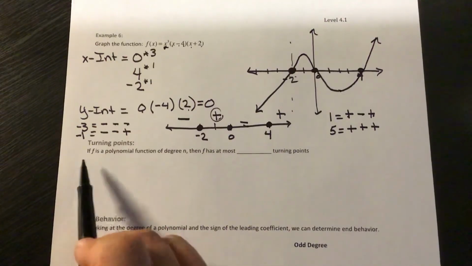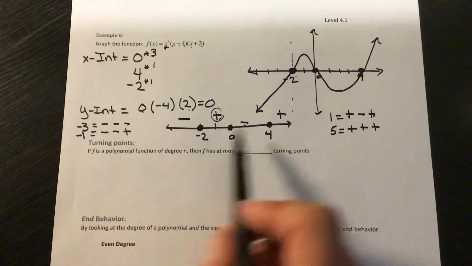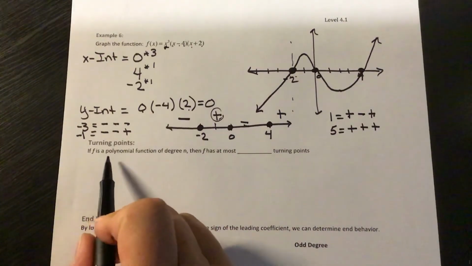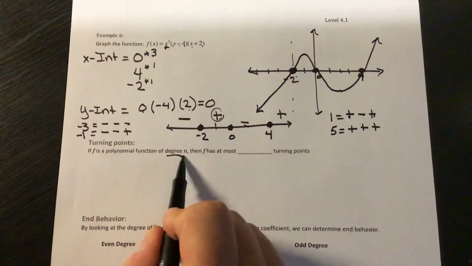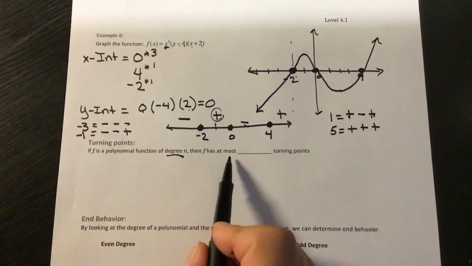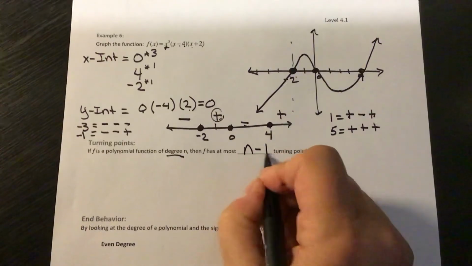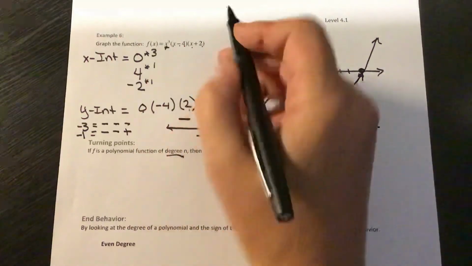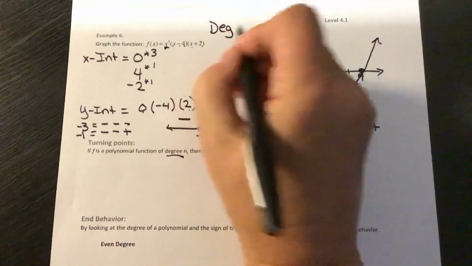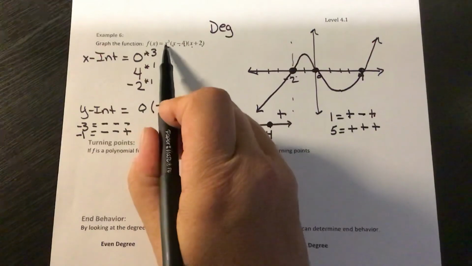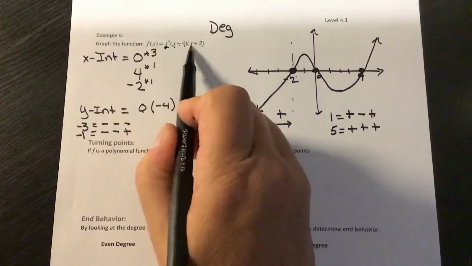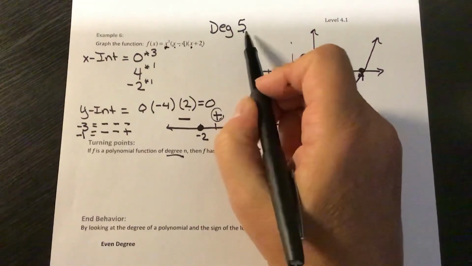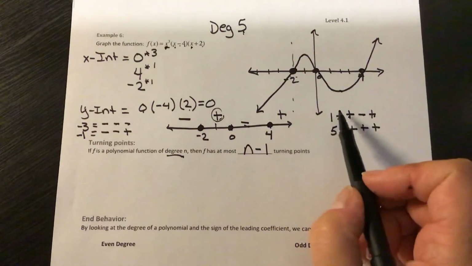So then we have turning points. How many times can my graph turn? If f is a polynomial function of degree n, then f has at most n minus 1 turning points. So if I look at this right here, I need to count my x's. Here's 3 x's, another one, and another one, so this is degree 5. So the most turning points that this graph could have is 4.